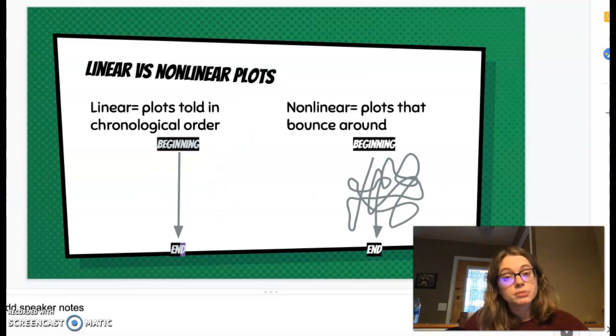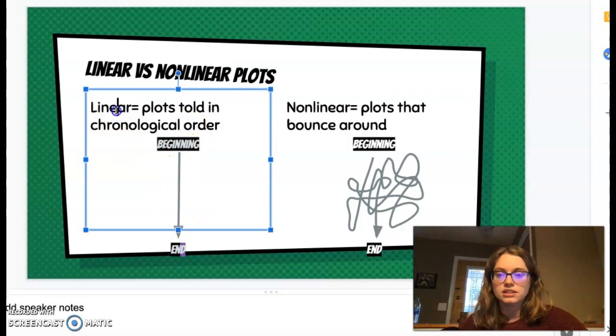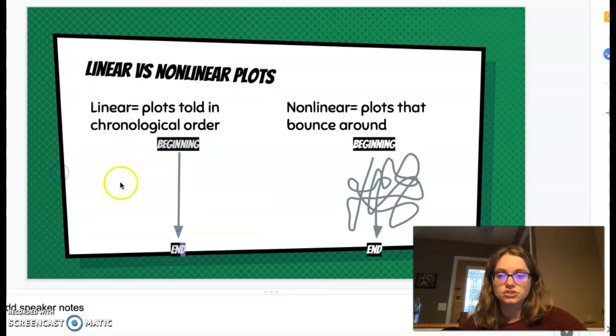Linear versus nonlinear plots. They're going to ask you about this on your PFA. Wink, wink. So a linear plot is when the story is told in chronological order. Like first I did this, then I did this, then I did this. It is a straight line, hence the term linear. Line is in there. It's a straight line from beginning to end.